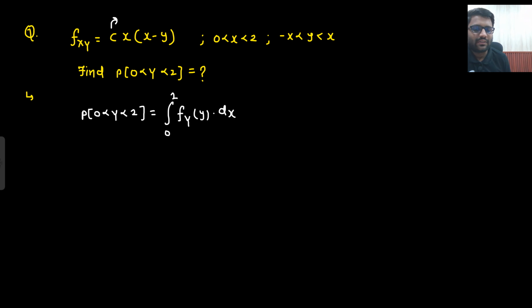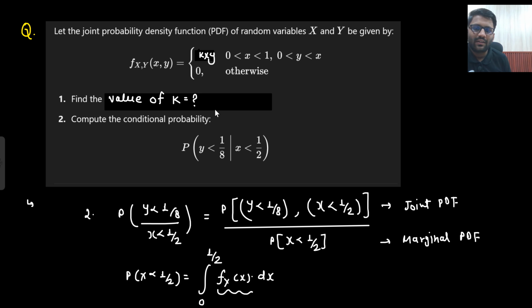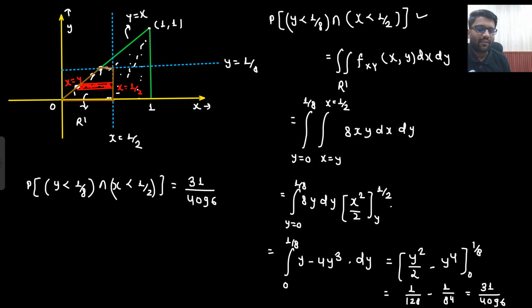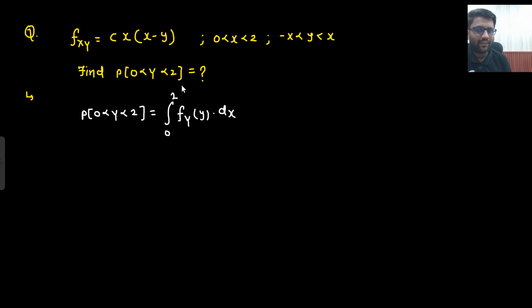Are you able to understand this point? This c is a constant, no? Like in the previous questions, we were finding the value of this constant, k. We found the value of this constant. The value of k came out to be 8. That's why our answer came as some numerical value. If you want the answer in some numerical value, that means it should not be coming in terms of c. So first you need to find the value of c, then you will solve the problem.